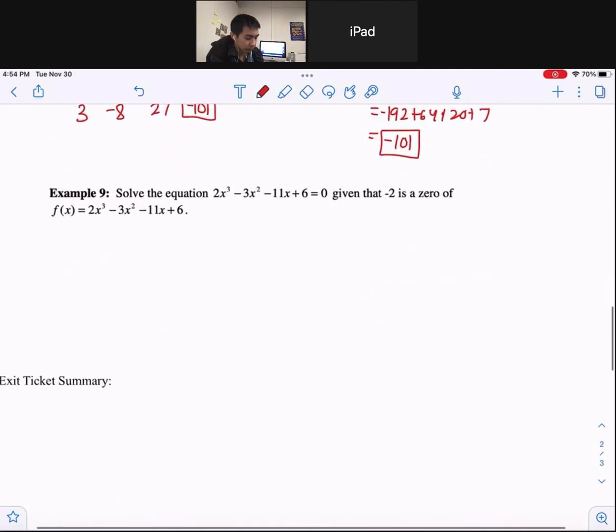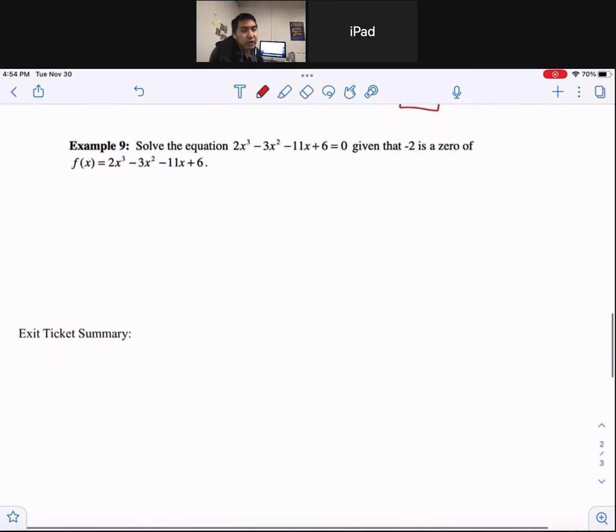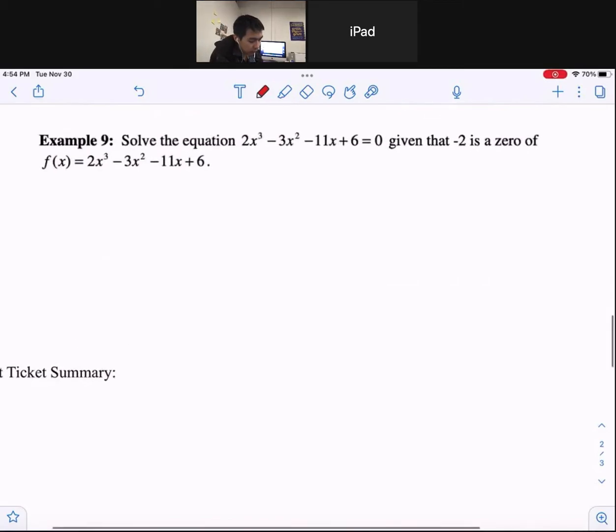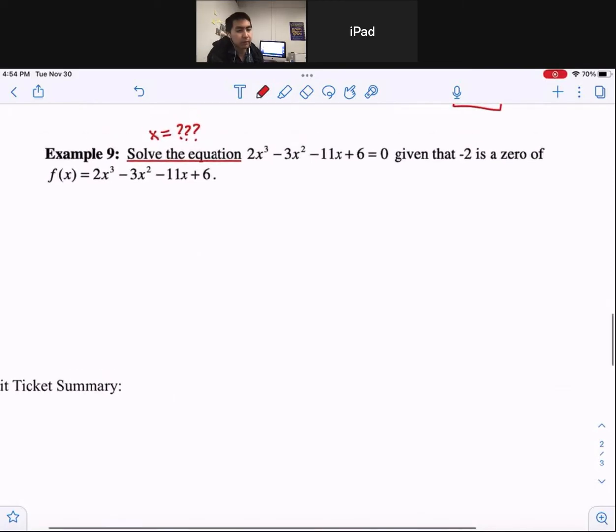Now lastly, for example 9, this is a challenging problem, and it's good for you to get exposed to this first before we get off to rational root theorem. So this says solve the equation for this polynomial given that -2 is a 0 of that polynomial. So whenever it says solve the equation, you know you have to solve for x. X has to equal something.